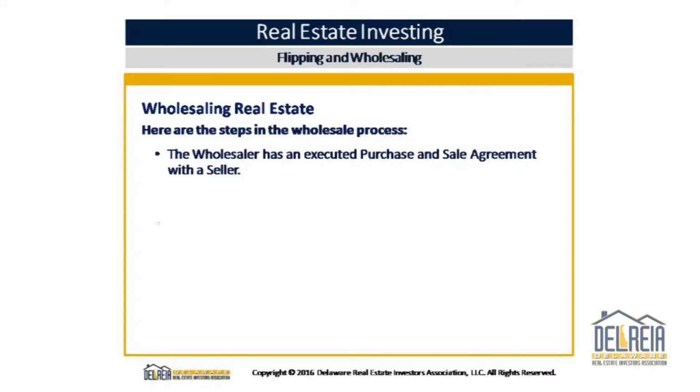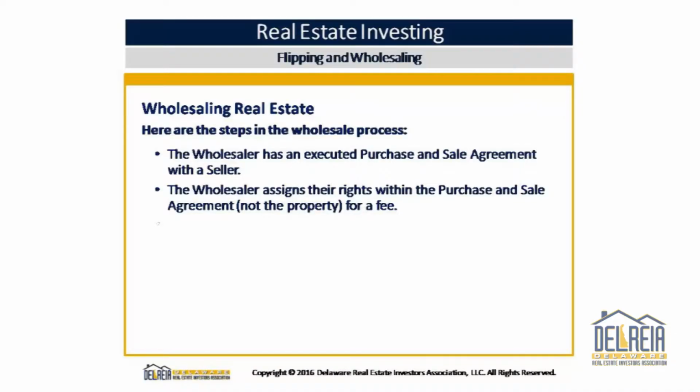So here are the steps in the wholesale process. The wholesaler has an executed purchase and sale agreement with a seller. Does everybody understand that? If you're going to wholesale a property, you have a purchase and sale agreement, a contract with a seller. The wholesaler assigns their rights within that purchase and sale agreement for a fee. So I have the contract and I give it to somebody for a fee.